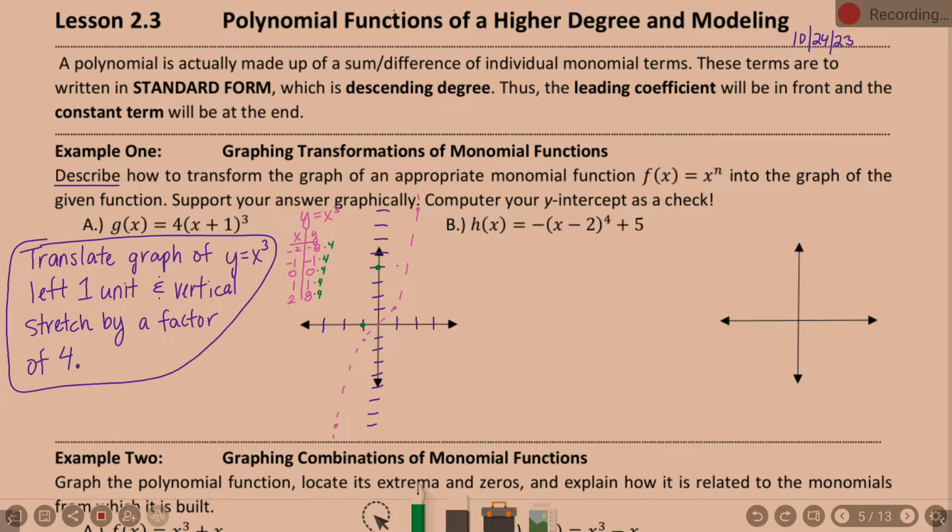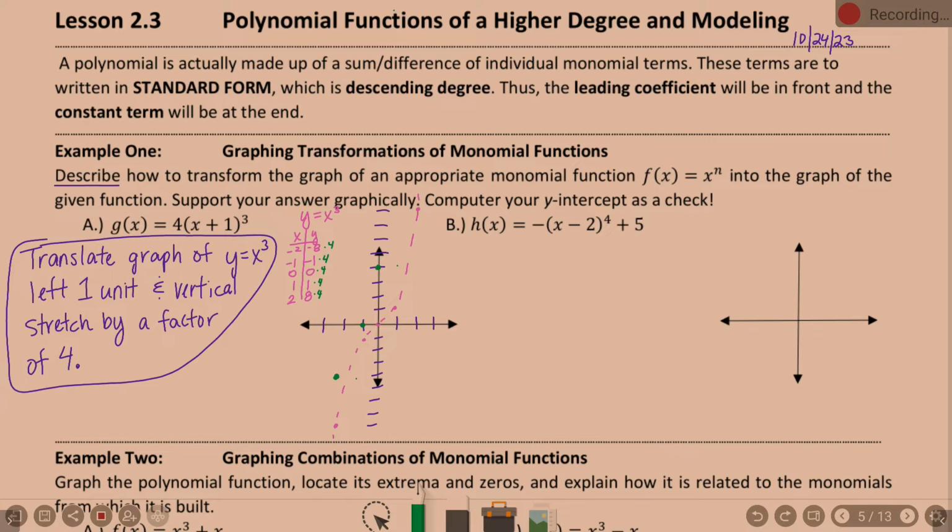When we vertically stretch that by 4, it becomes -1, -4. But then when you move it over 1, it's -2, -4. Okay? And then obviously we could go -2, -32. When you move that left 1, it's -3, -32, but 32 is a little out of my range.